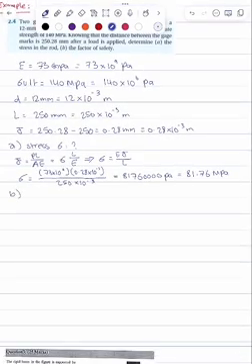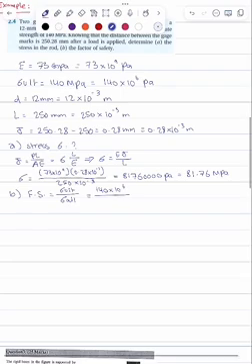Now we have B. The factor of safety is ultimate over allowable. So 140 times 10 power 6 over 81.76 times 10 power 6 equal 1.71.